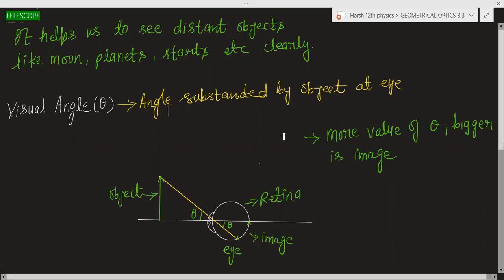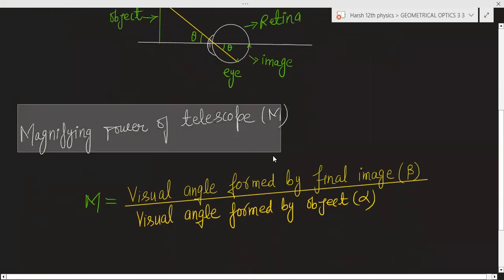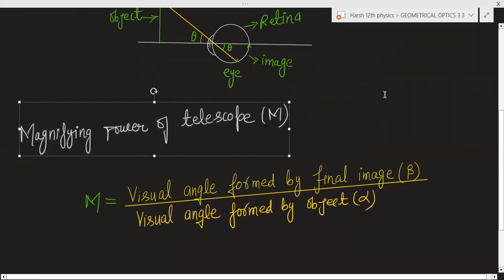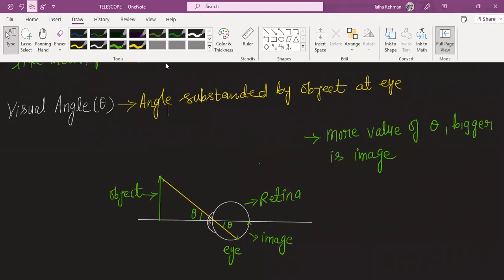So first, please write this down properly, and you should know what the visual angle is, and what the magnifying power of the telescope is. And after this, we will discuss the telescope. Okay, the refracting telescope we will discuss. First, write this down, then we will discuss.